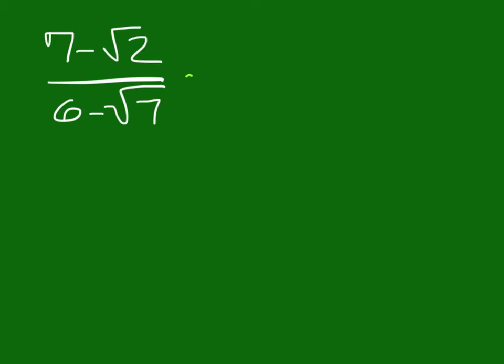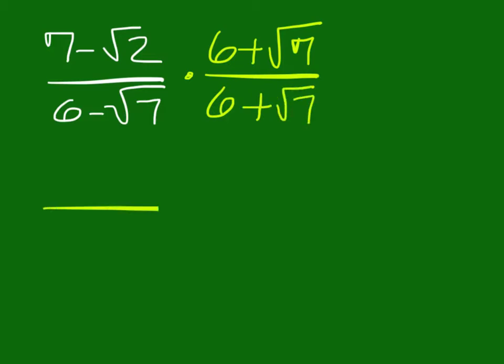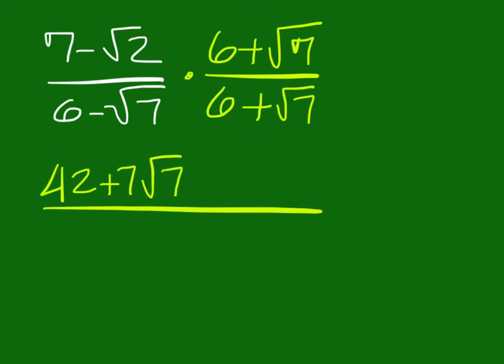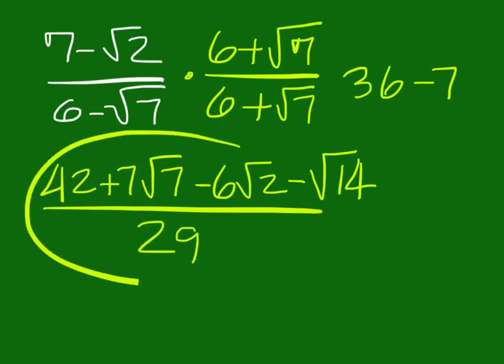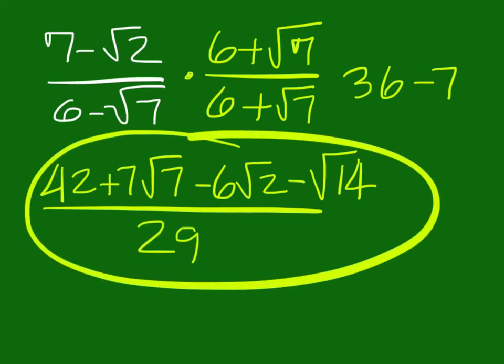For this problem, you have to multiply the top and the bottom by 6 plus square root of 7, and you'll come up with, on the top, 42 plus 7 square root of 7 minus 6 square root of 2 minus square root of 14. All of that is going to be over 36 minus 7, which is 29. Nothing more you can do to that.